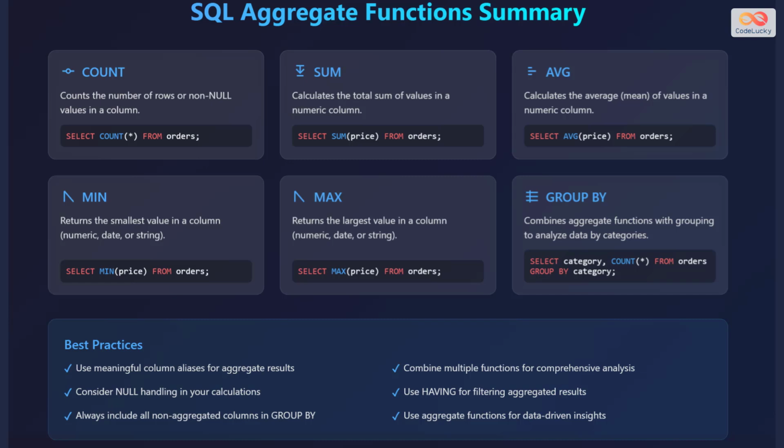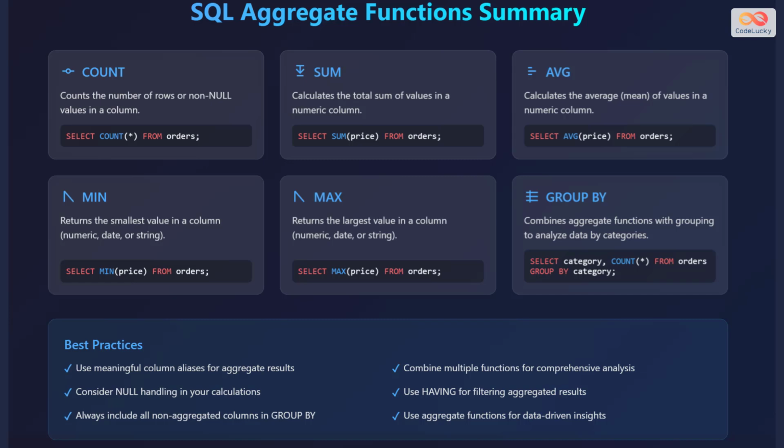In summary, the count function counts the number of rows or non-null values in a column. For example, select count asterisk from orders. The sum function calculates the total sum of values in a numeric column. For example, select sum price from orders. The average function calculates the average mean of values in a numeric column. For example, select average price from orders.